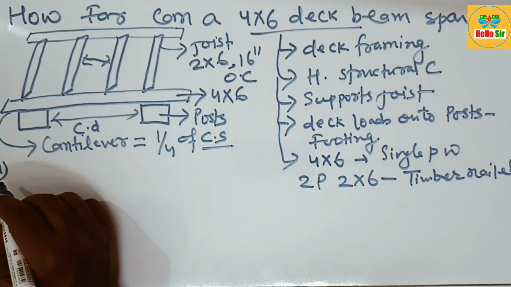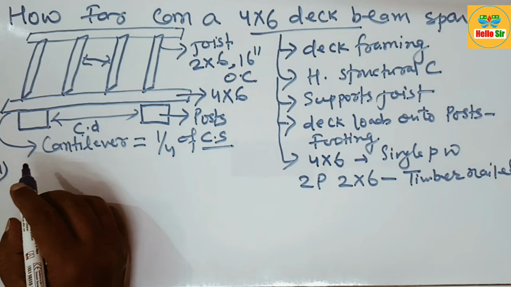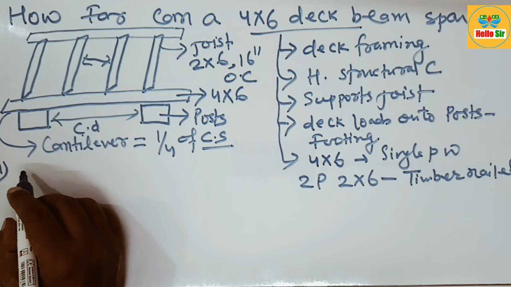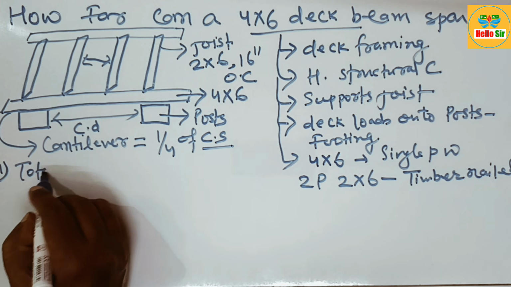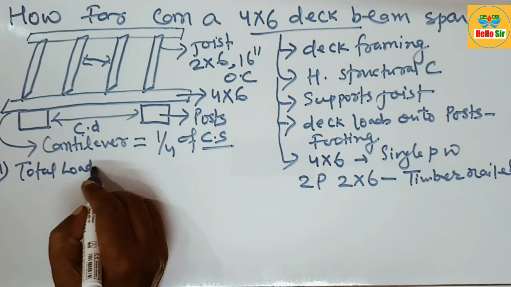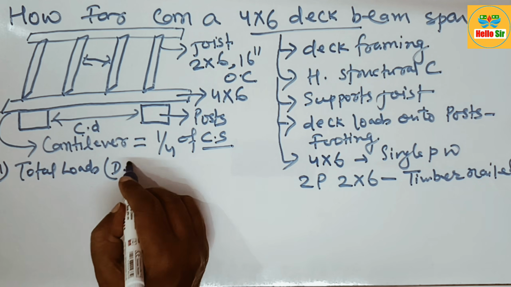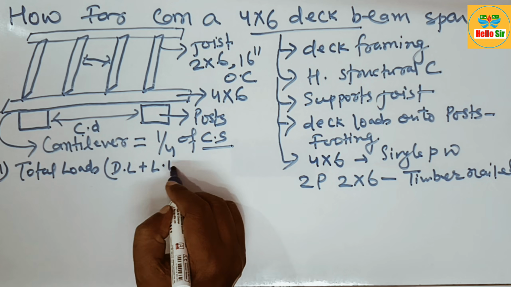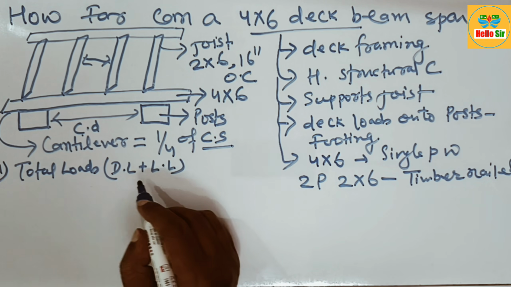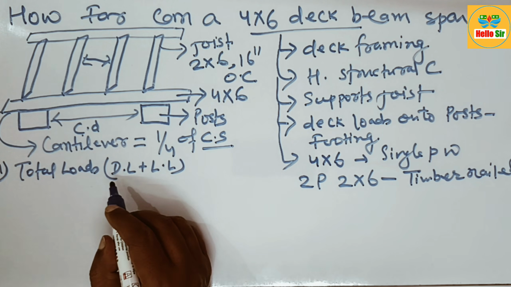Now, what are the main factors which decide the span length for a deck beam? The first factor is the total load of a structure, consisting of dead load and live load. Live load means the load of furniture, people, etc.